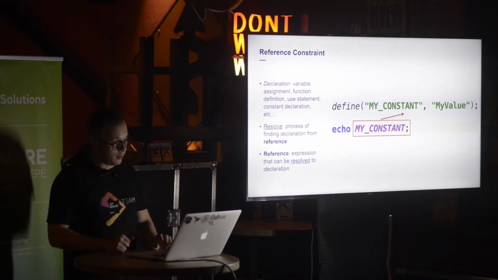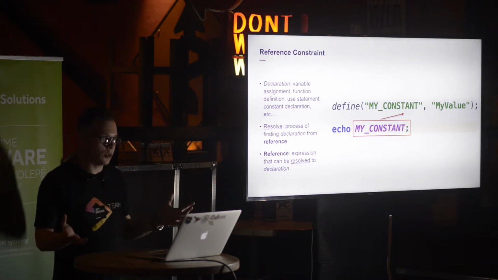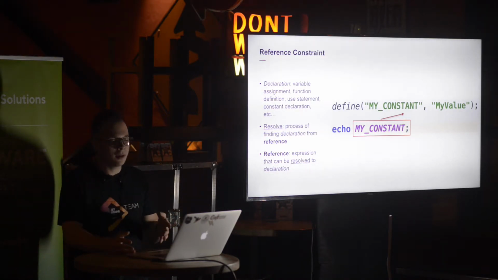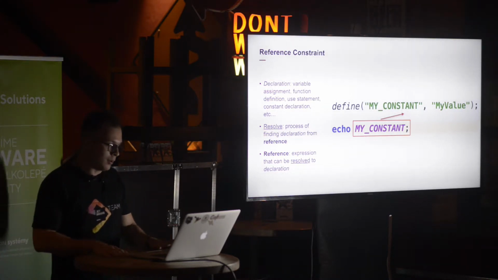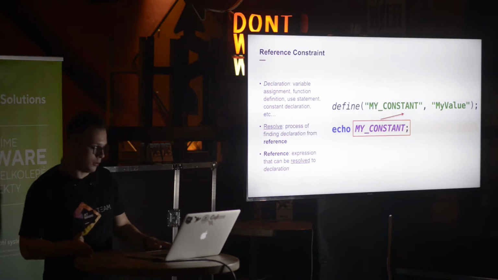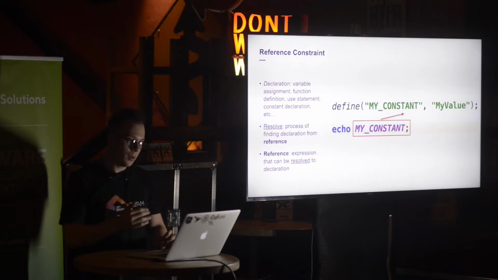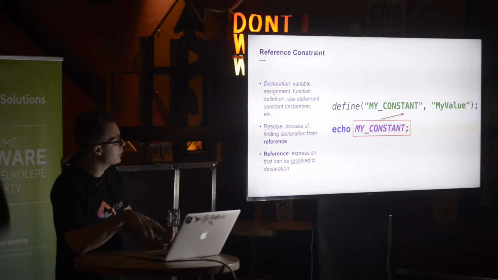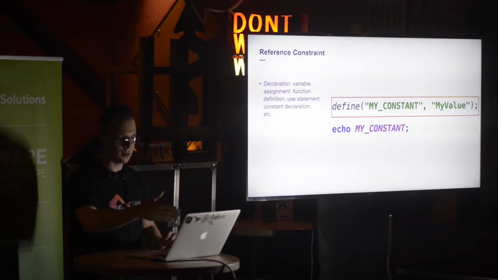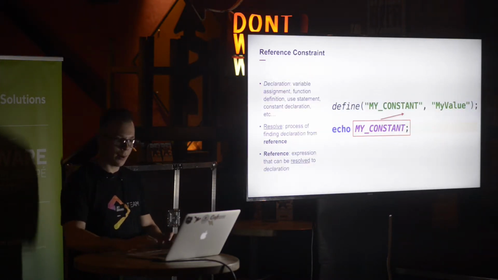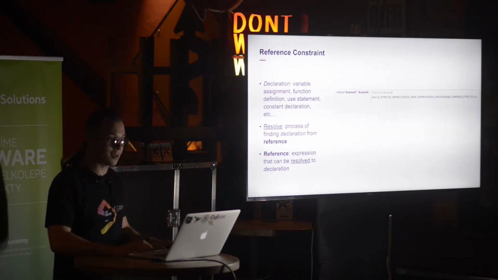On the other hand, the argument of echo is a reference. A reference is an expression, some expression, so it can be a field reference, variable, scalar, field access, and so on. It is an expression that can be resolved to a declaration, and resolve is the process of finding a declaration from a reference. So in this case, the argument of echo, my constant, will be a reference, and it will be resolved to a declaration, which is the define statement. And by using such terms, we can utilize the reference constraint.